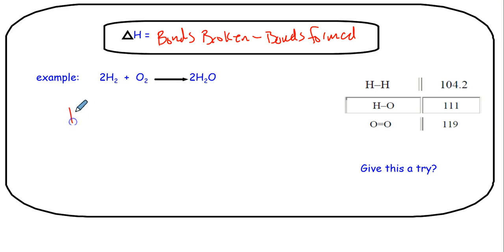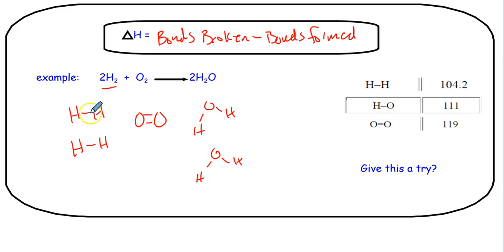This guy here is this, and there's 2 of them. I've got O2, which looks like this. I've got water. Two of these guys. And those guys are worth 104. One of these guys, which is 119. 4 of these guys, which is 111.